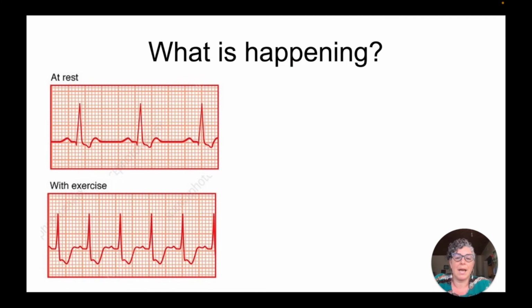Well, if we look at heart rate itself in, let's say, an ECG situation, we can see that there is a difference between the number of heart beats per minute at rest and with exercise. That's just normal. But why is this happening? Why is it with exercise that the heart rate speeds up so much? Why are there so many beats per minute?